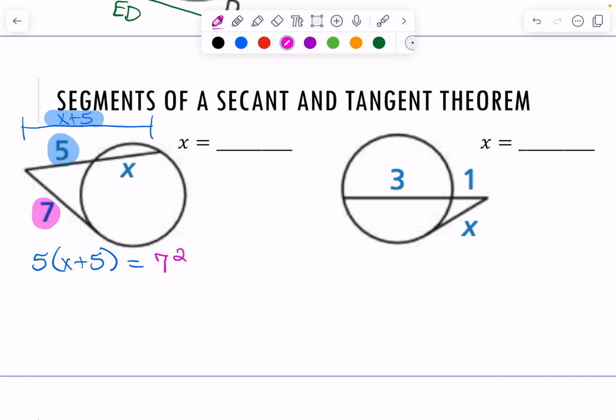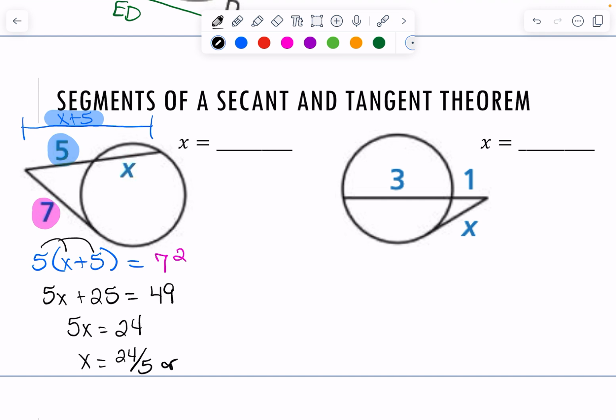And then at that point, we're going to distribute. So 5 times x, 5x, 5 times 5, 25, and that equals 49. I minus the 25, and that gives us 24. Divide, so x equals 24 fifths. Or we can write it also as a decimal, and that would be 4.8.